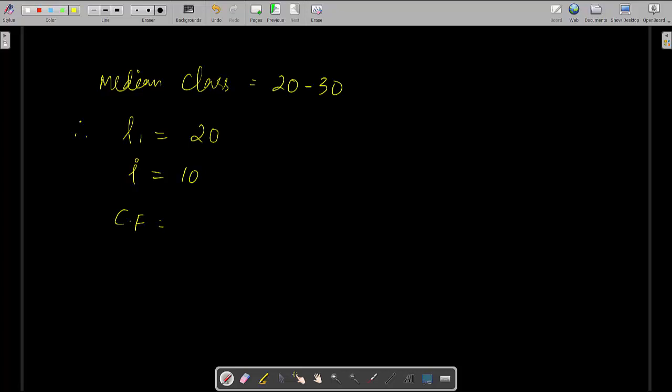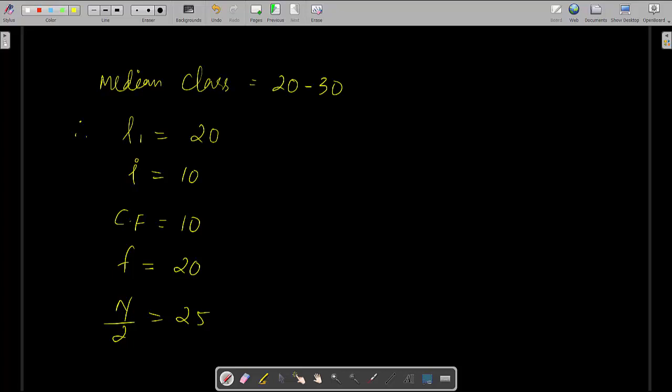We also have to calculate the CF. So what is the CF here? CF here is 10, right? Your F value, your frequency, is 20, and n by 2, you got how much? 25. So these are the figures that you'll be needing while working out with the formula.